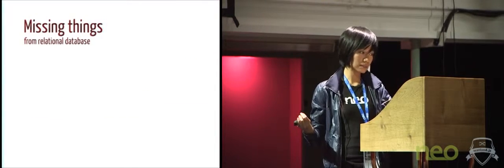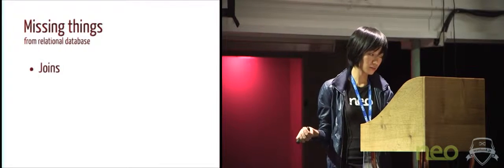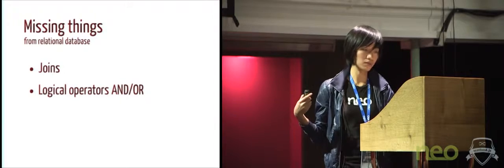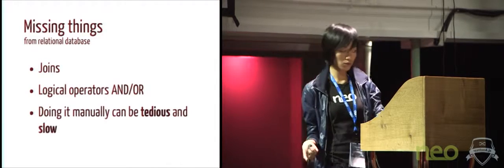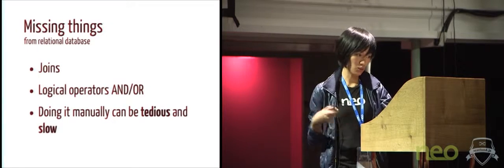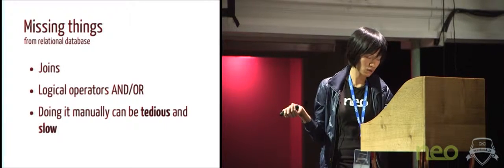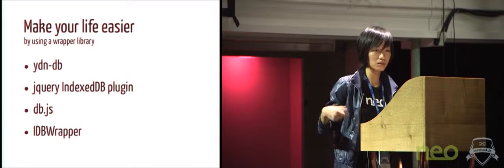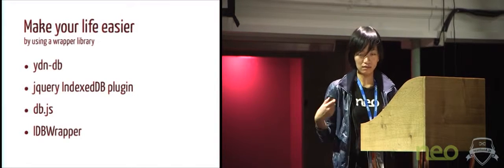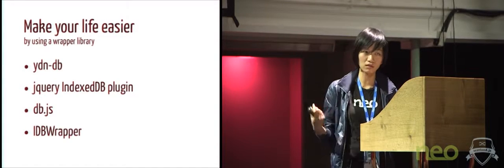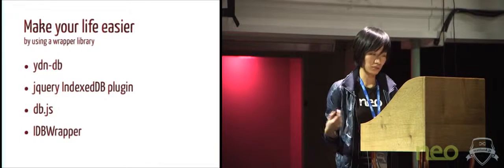So there's a few missing things for people from relational database. One is joins. Another is logical operators, and all. So all these have to be done manually, and can be tedious and slow. As you can see, working with IndexedDB, sometimes the code can get complicated and long because of multiple callbacks. If you have one nested in the other, it's going to be complicated.